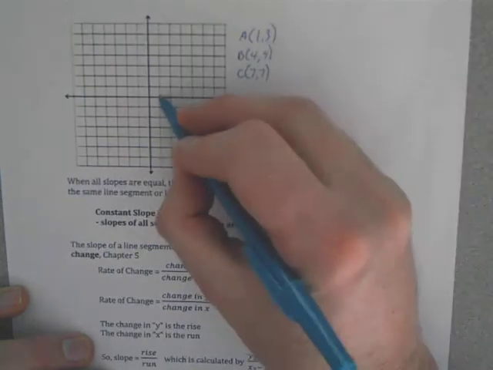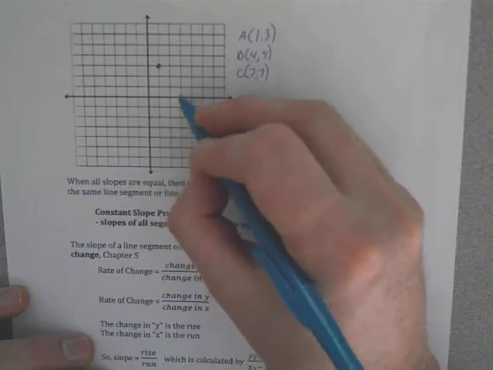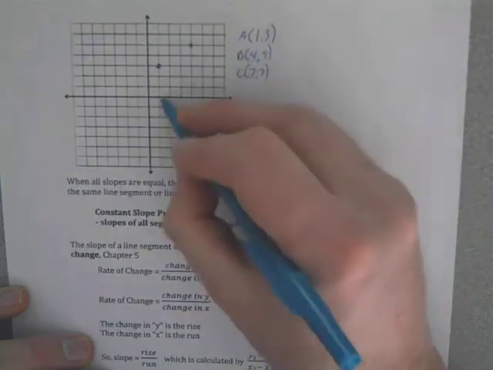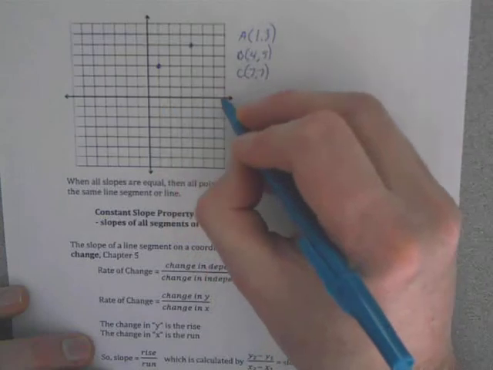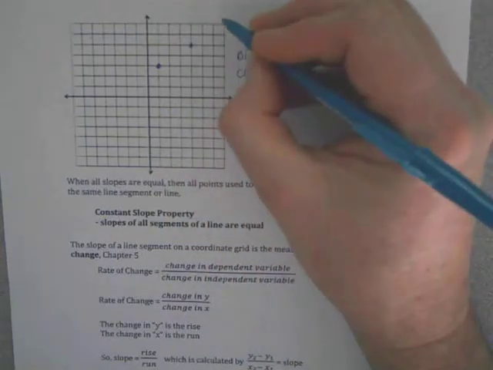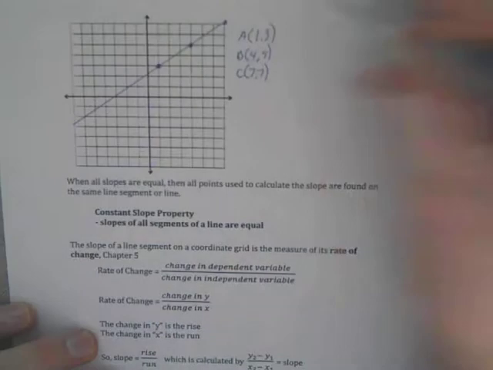A is (1, 3), B is (4, 5), and C is (7, 7). There's my points. Connect them, take all my coordinates, and find the slope.